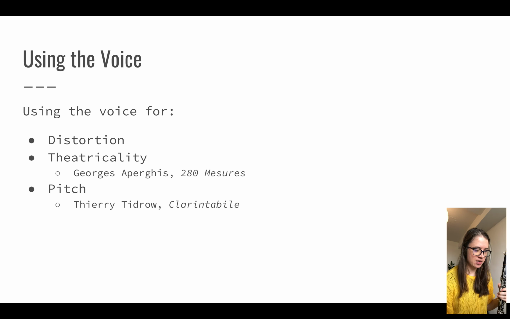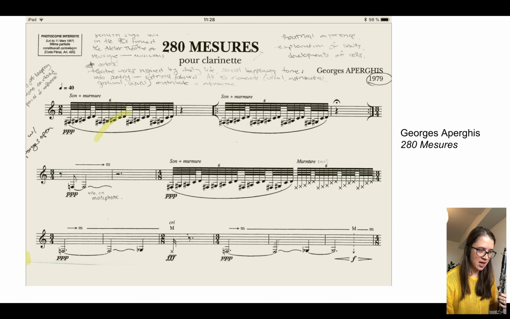Different composers have used this in all sorts of different ways. So George Aperghis, Greek composer, he writes sound and murmuring. And he also does these fun screaming multiphonics. If you see at the bottom of this example, you go from quiet into multiphonic. And that works quite well. Get a multiphonic fingering and just scream.